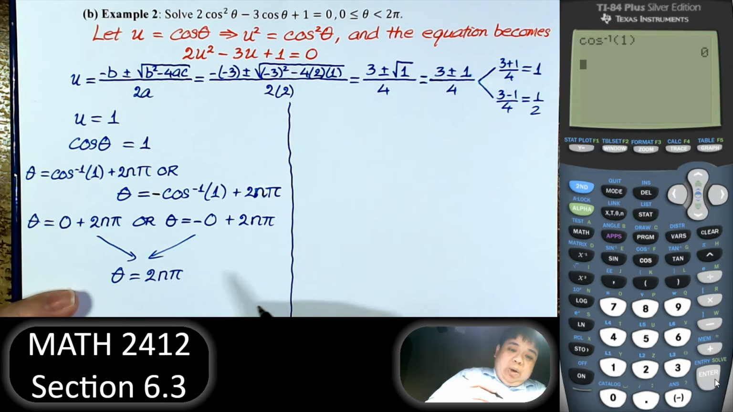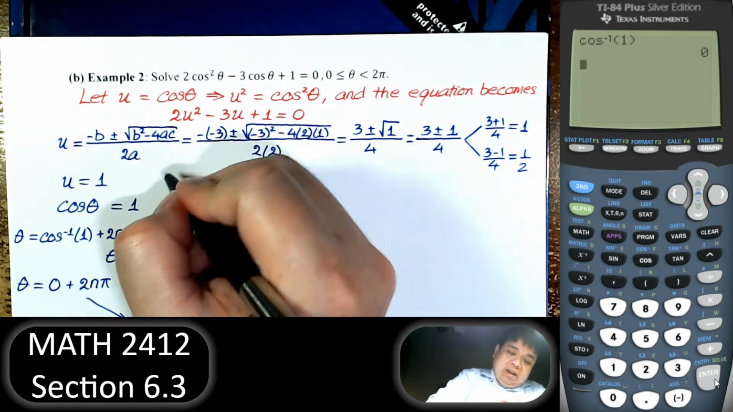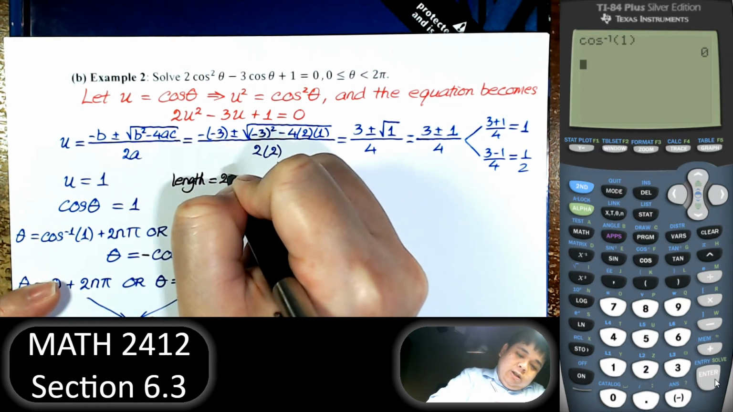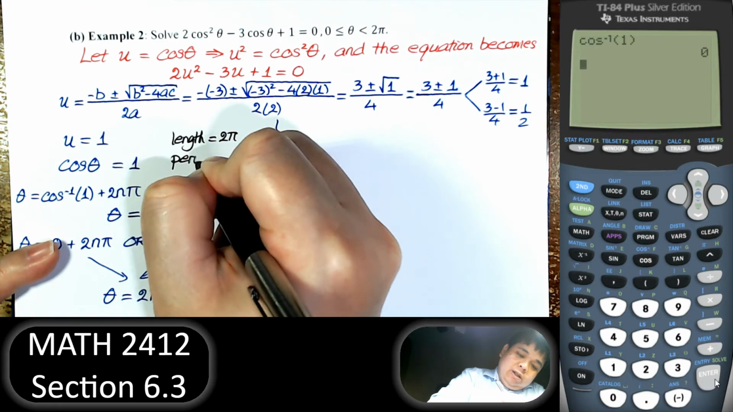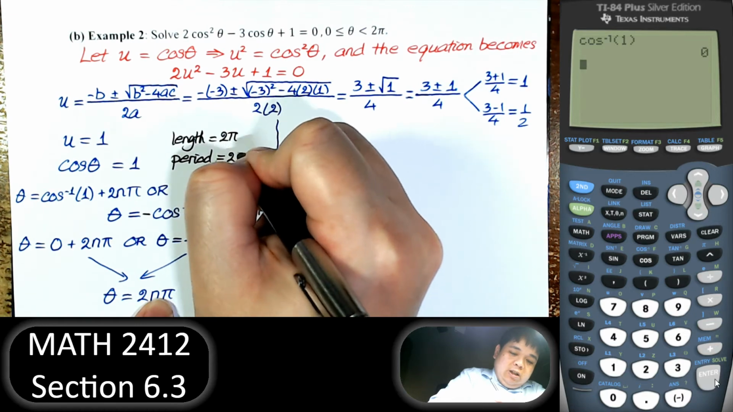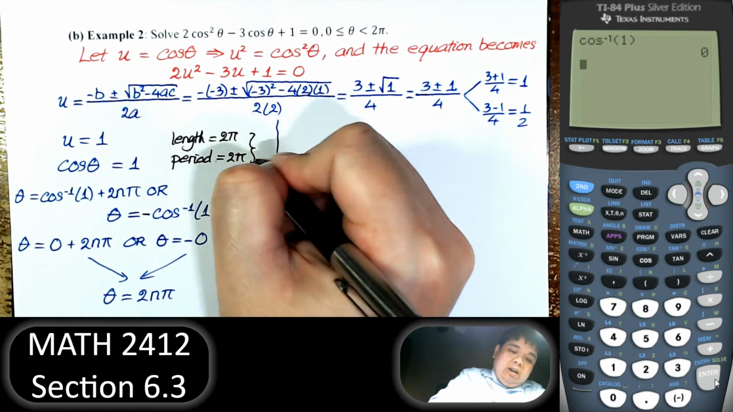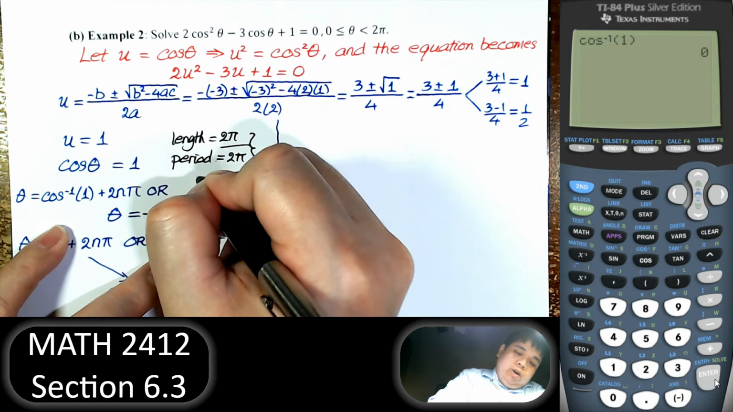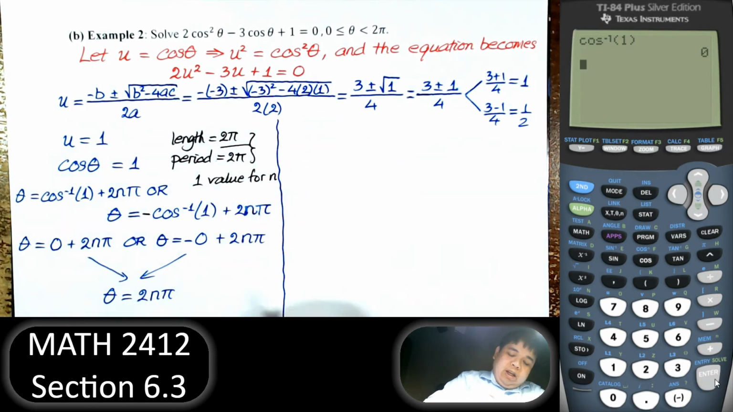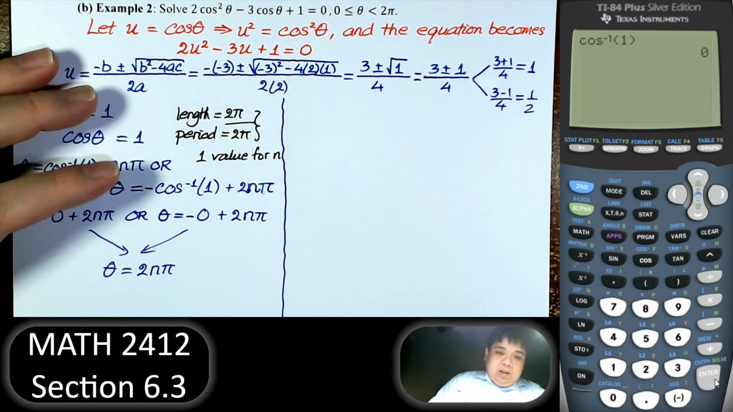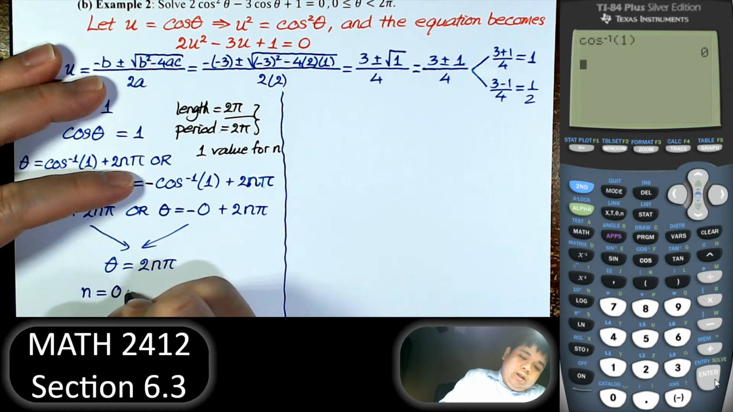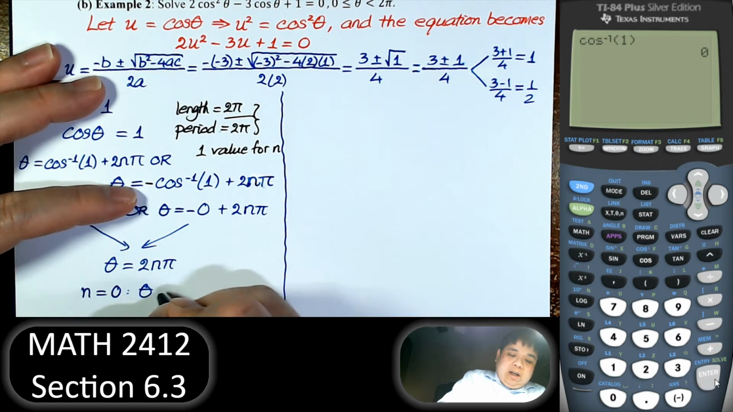How many values of n do we have? Well, once again, the length is 2 pi. The period, we have 2n pi. So ignore the n, we have 2 pi. Divide them, 2 pi over 2 pi, we have 1 value for n here. And so we choose n equal to 0. Then we have theta equal to 0.